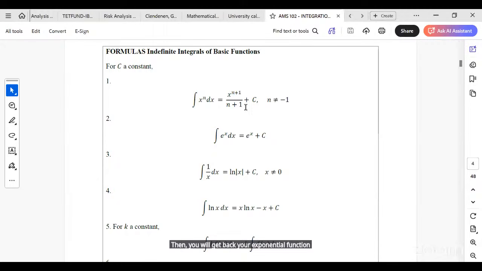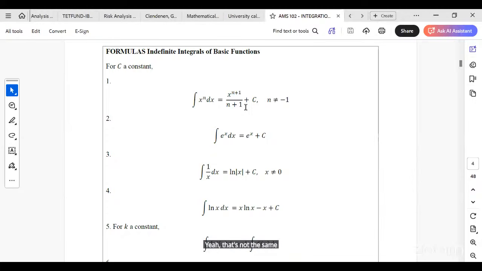The fourth one: if you integrate a reciprocal function, 1 all over x, you get the logarithm of that function plus a constant C, provided that what you are dealing with is not 0. Remember, 1 all over 0 is undefined. So if you have an undefined function, it will be near impossible for you to integrate that function.